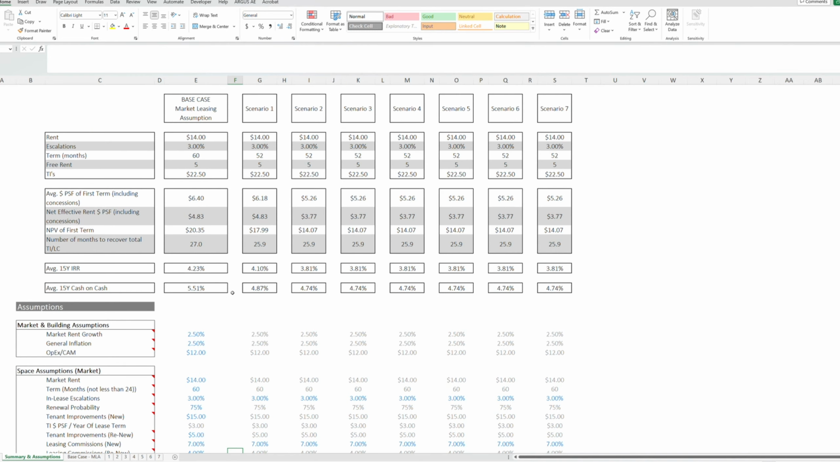Well, one way is to do it in Argus. You can certainly do it in Argus, and that's perfectly fine. Or you can understand Excel and you can make different models. You can make single tenant Argus runs in Excel. And that's what this is.